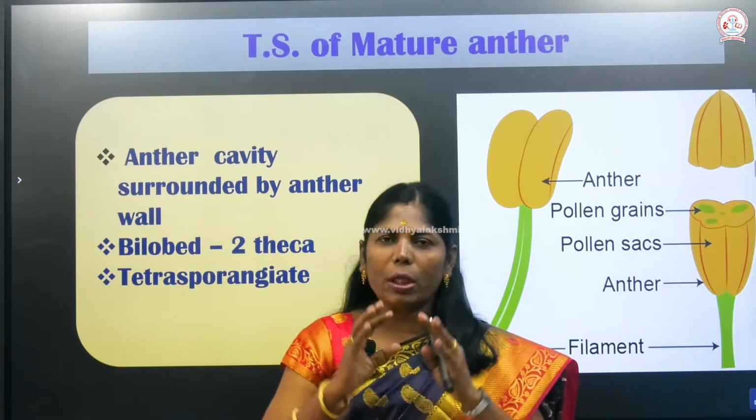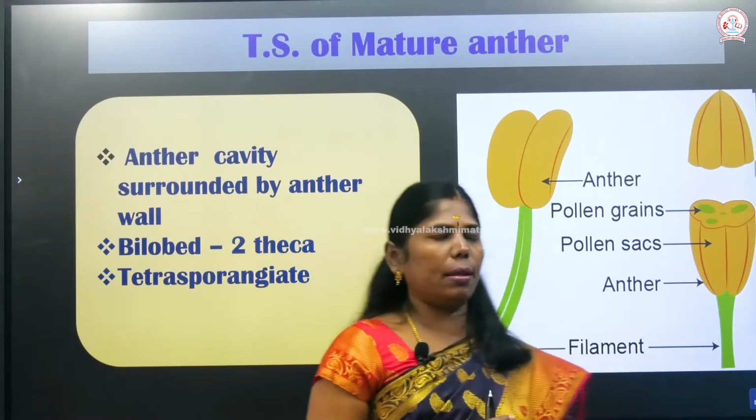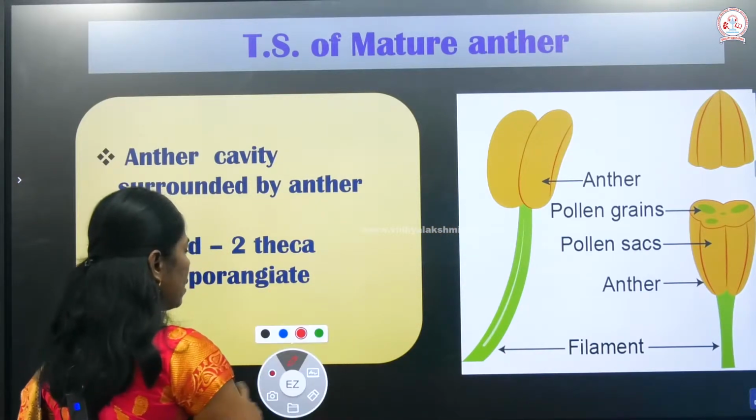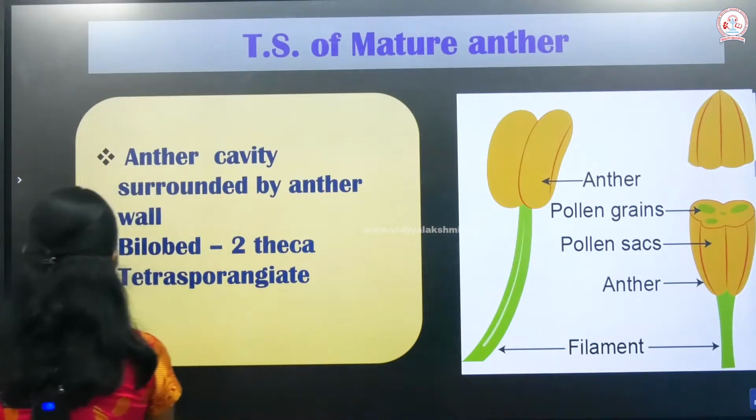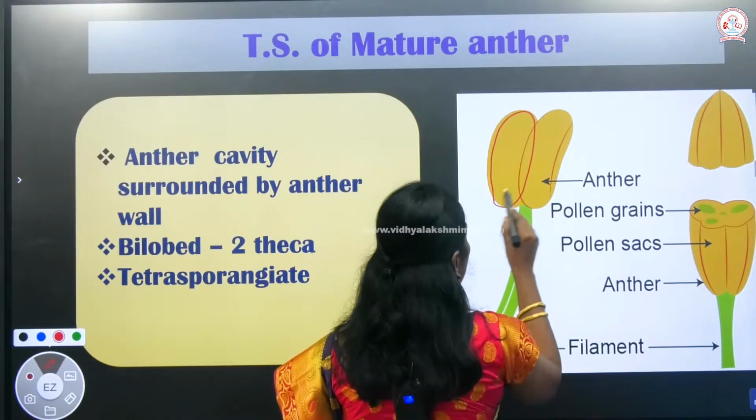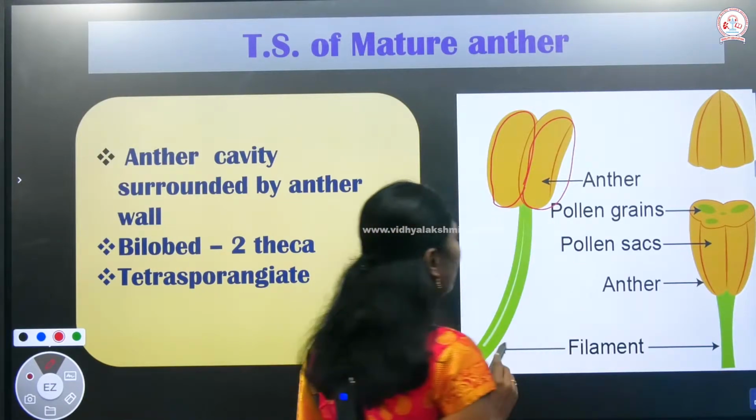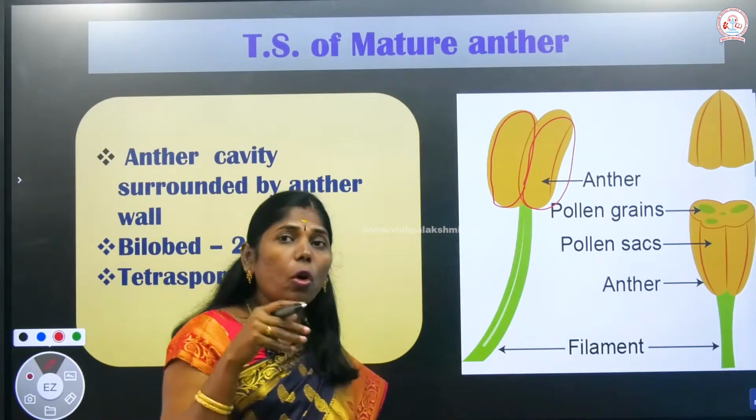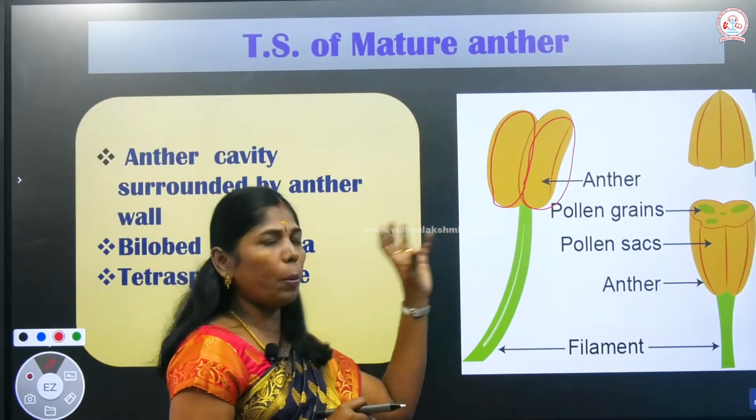Actually, what is the structure of the anther? The anther is 2 lobed. Two lobed means it consists of 2 thecae. Each lobe is considered a single theca. This is one theca, this is another theca. There are 2 thecae, but it has 4 lobes inside. This is bilobed in structure.